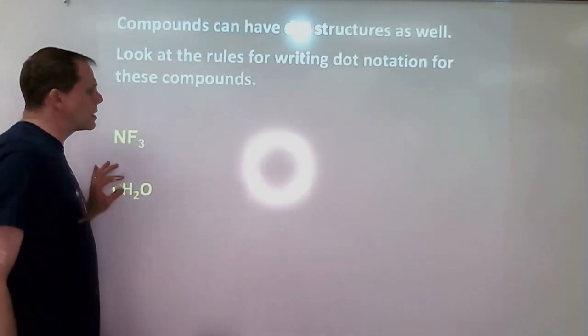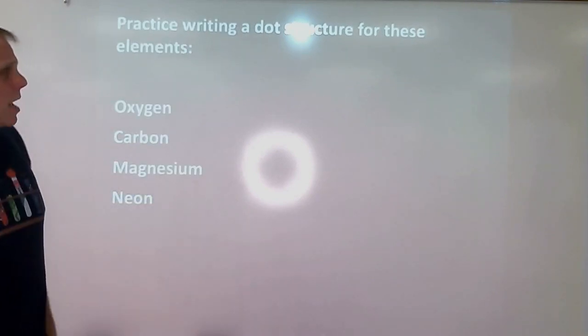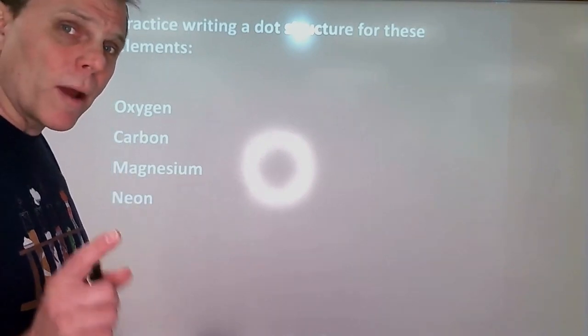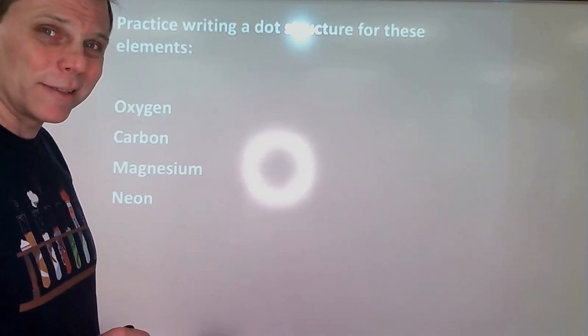So let's see if you can practice a couple of these. All right, so oxygen. I want you to pause and practice each of these. Try and write out what the electron dot structure would look like for each of these. All right? Pause and practice.